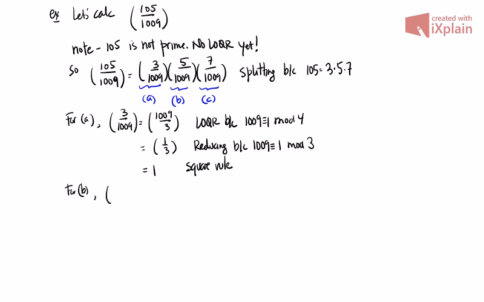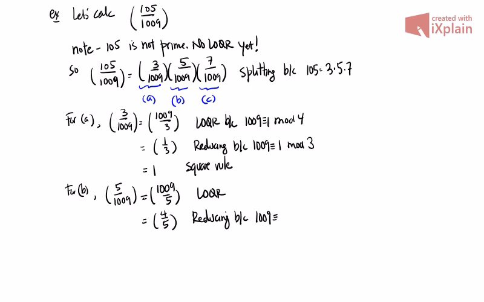we look at 5 over 1009. This is 1009 over 5. Again, law of quadratic reciprocity. Same reason, because 1009 is congruent to 1 mod 4. Then we reduce. This is reducing, because 1009 is congruent to 4 mod 5. And this is 1 by the square rule.